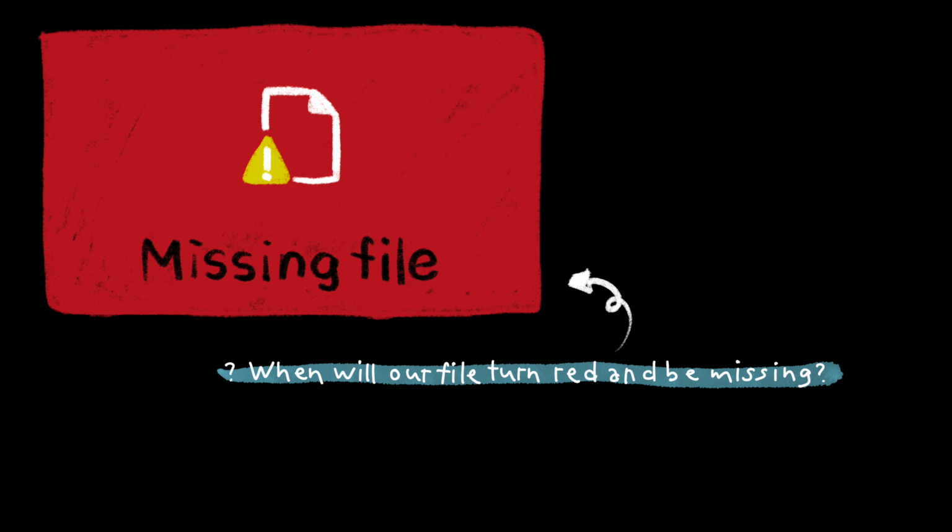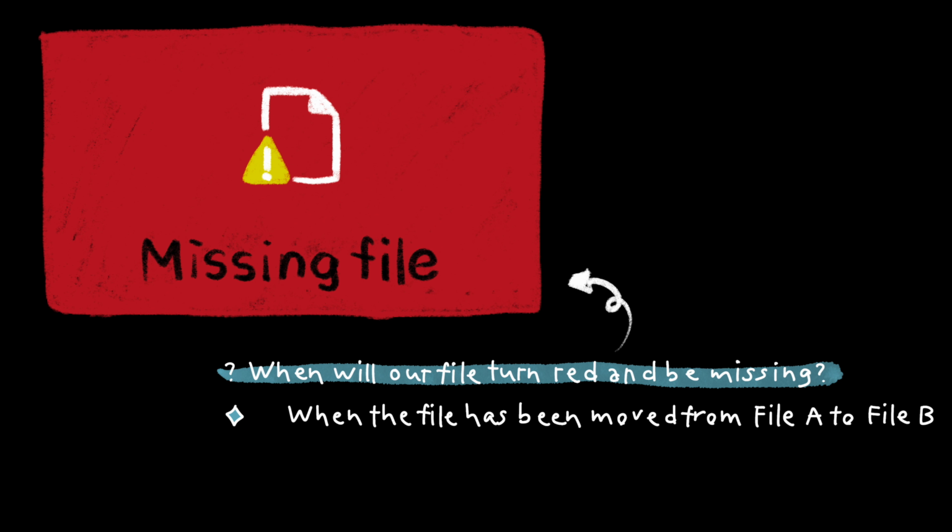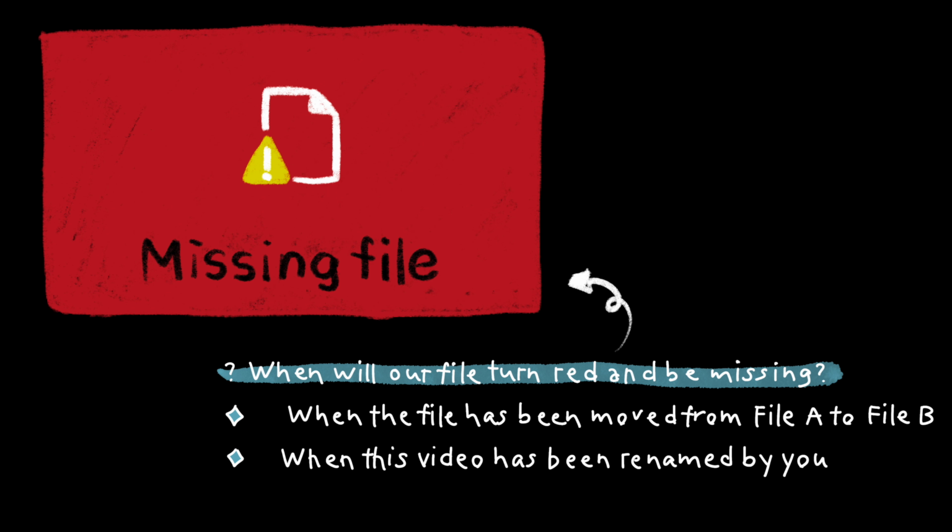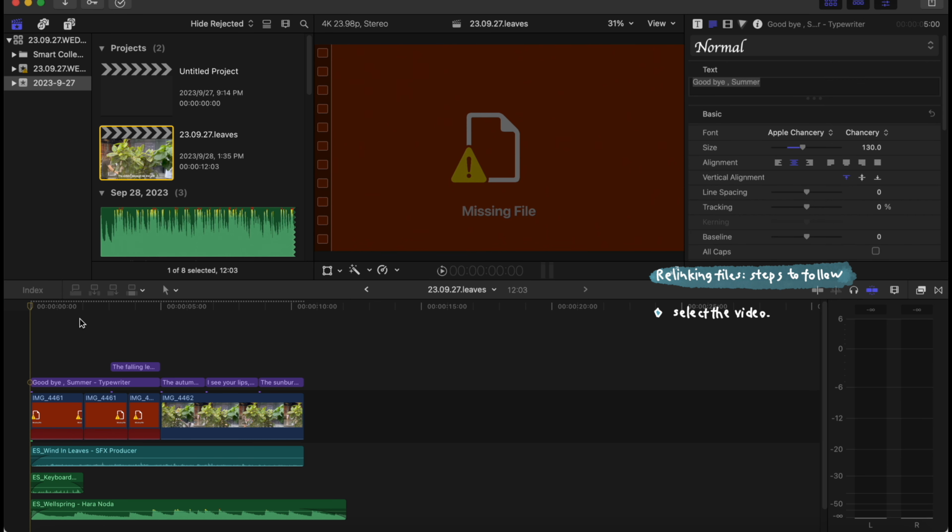When will our file turn red and be missing? When a file has been moved from file A to file B. When this video has been renamed by you. You should select the video that is turning red and make sure you can see the yellow border.